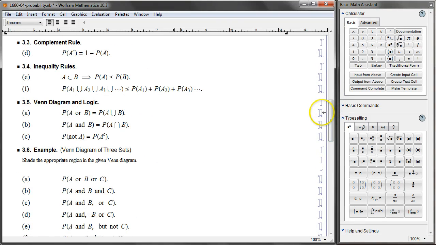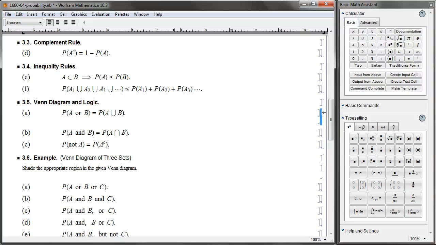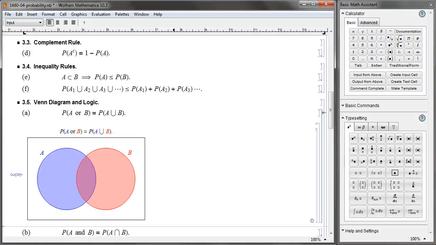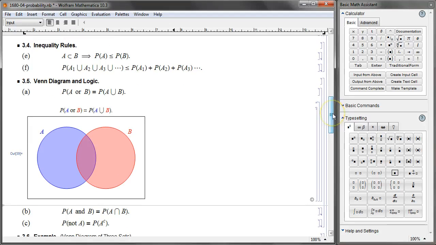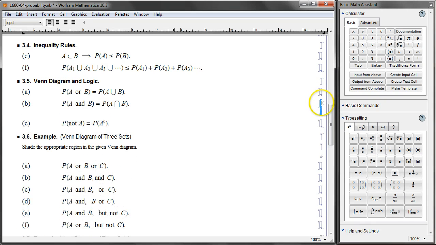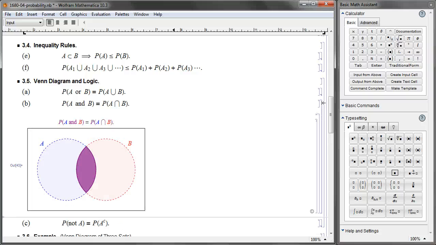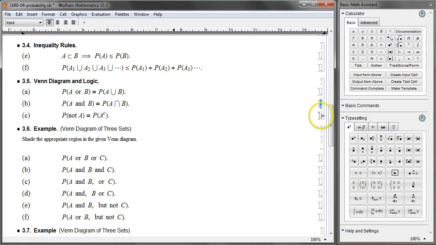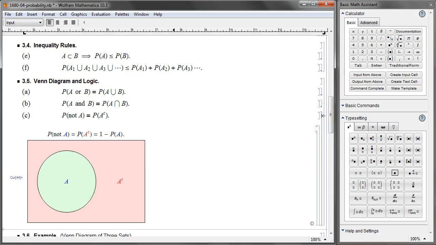Something further, now that we are discussing Venn diagrams, we have to consider some logic. And here we go. A or B corresponds to the union. A and B corresponds to the intersection. Remember this? Not A corresponds to the complement.